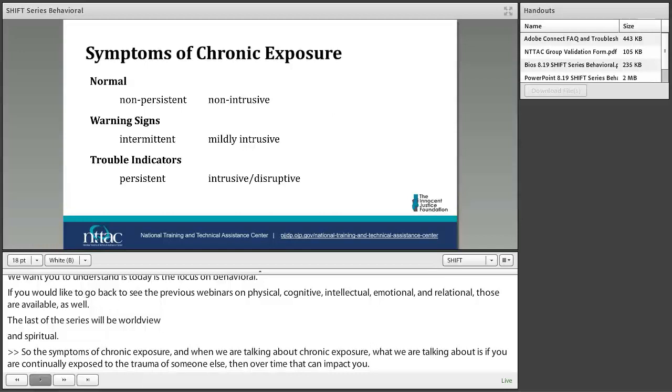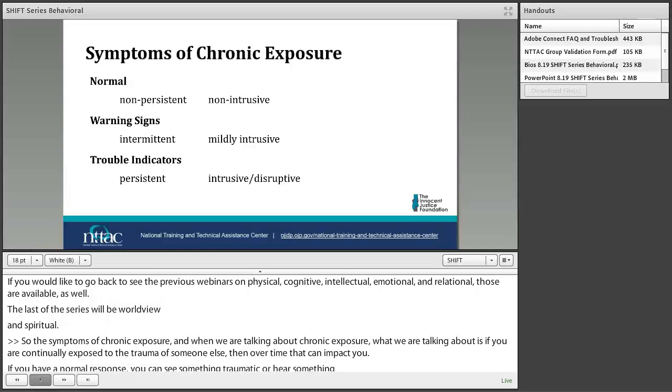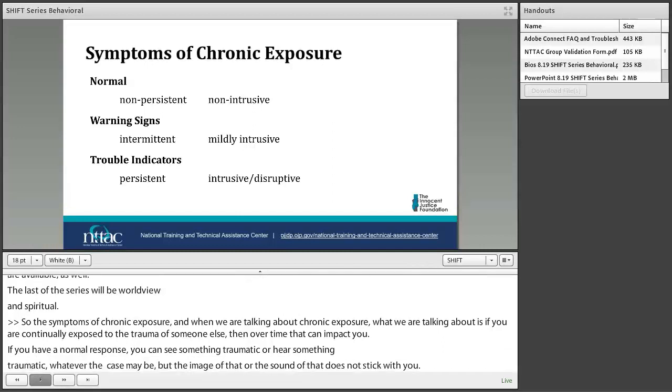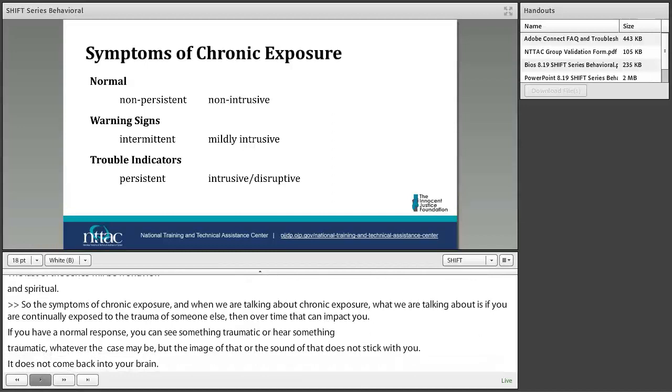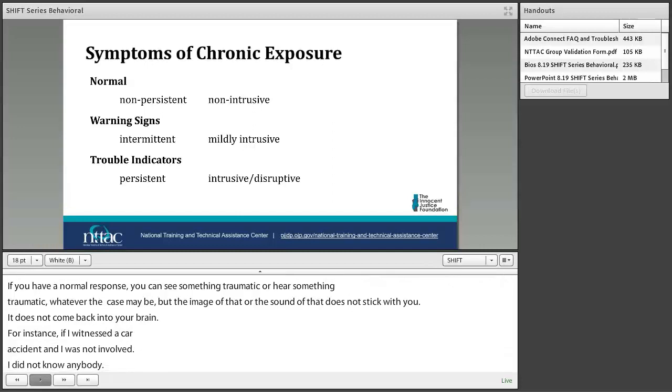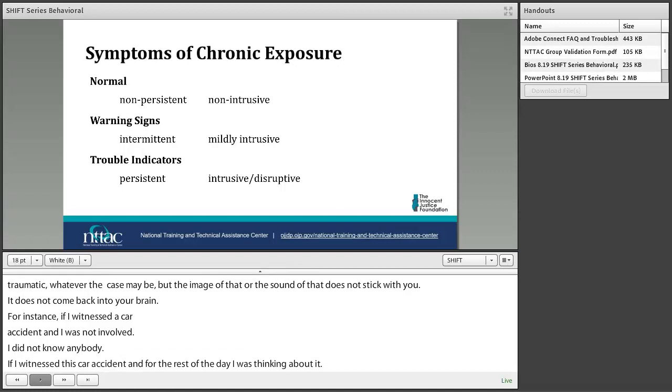So for instance, if I witnessed a car accident and I wasn't involved, I didn't know anybody, and then for the rest of the day I was kind of thinking about it, it popped in and out of my head, or it replayed over and over again. But then by the end of the day, I was able to process that and put it away. That would be a normal response.